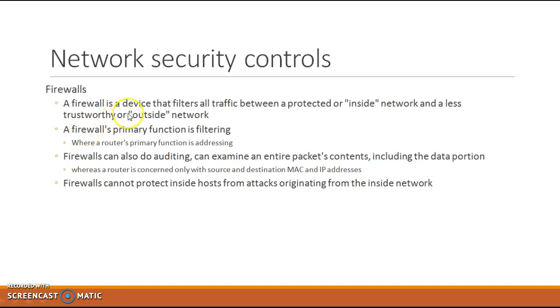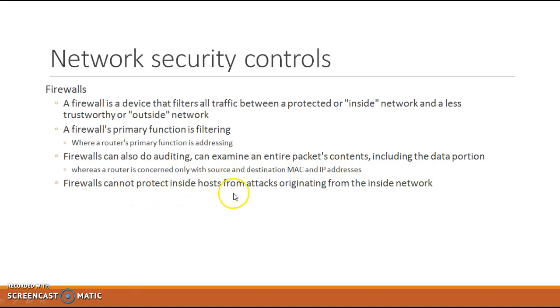A firewall can be a device or software that filters all the traffic between the protected or inside network and the less trustworthy outside network. The primary function of the firewall is filtering, whereas a router's primary function is addressing. Firewalls can also do auditing, and can examine the entire packet's content, whether the data inside is malicious or legal, including data protection as well.